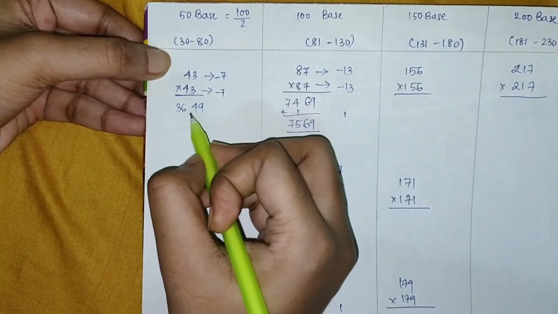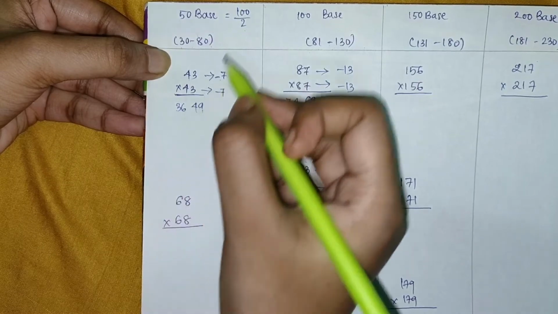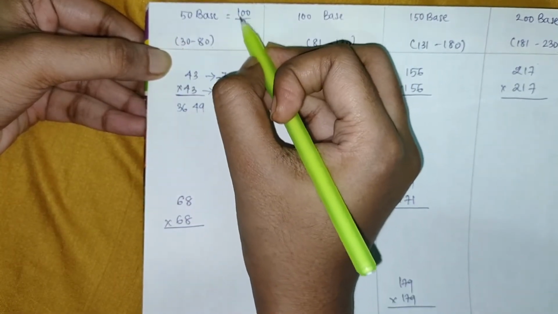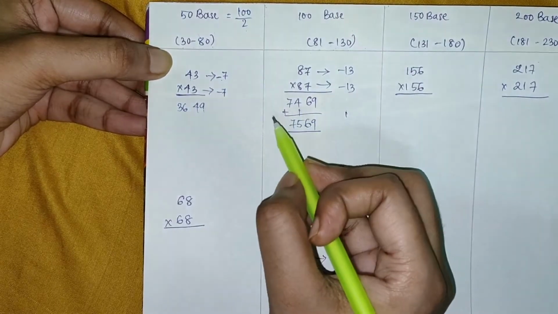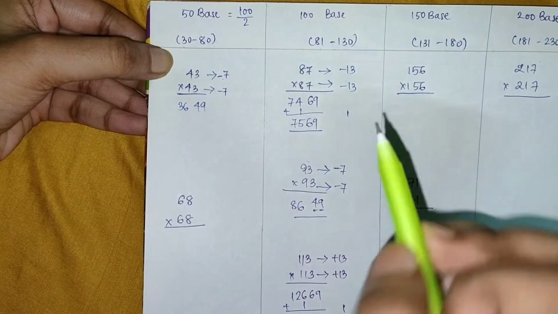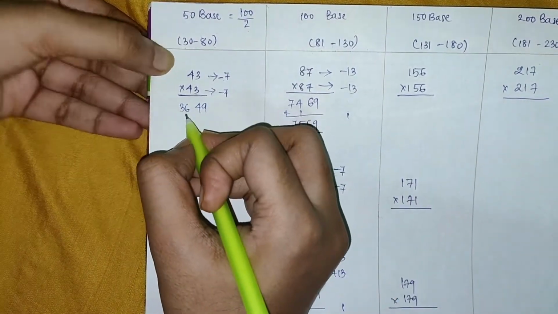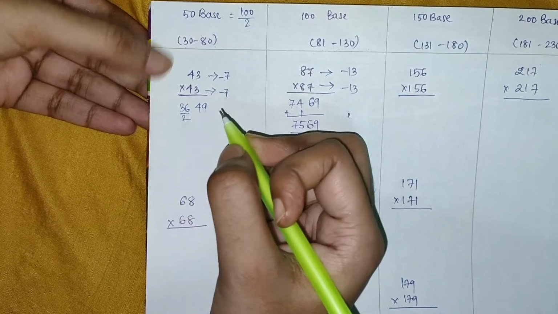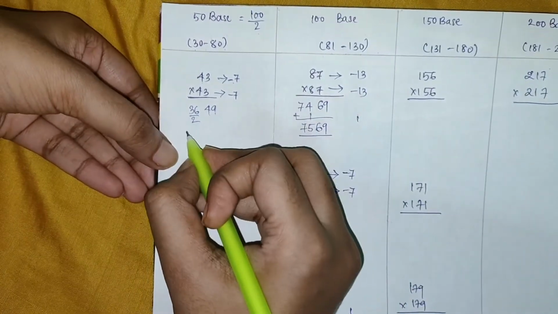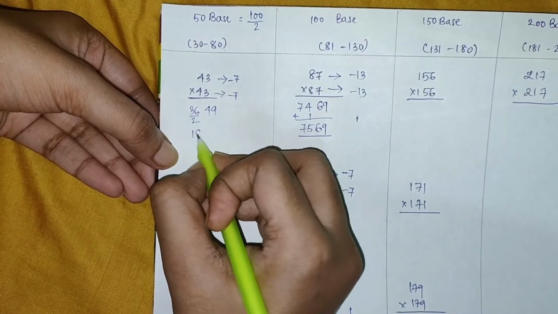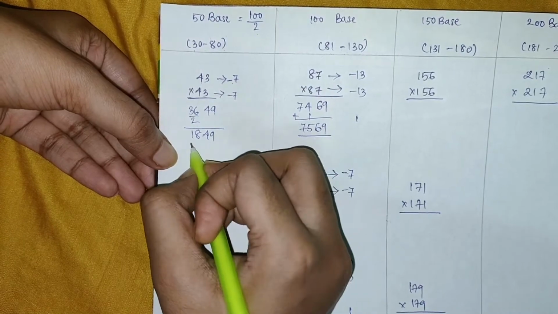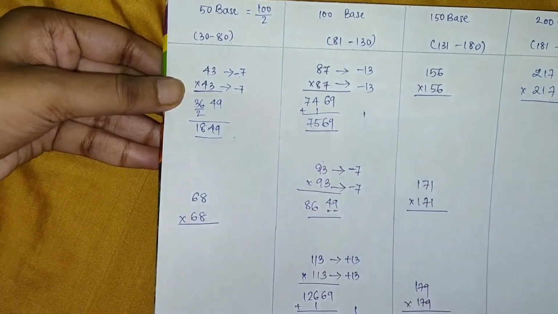But this is not our final answer, because we are using the 50 base, and the 50 base is the 100 base by 2. In our 100 logic, we were just using the same number, and that was our final answer. But here, we'll have to divide by 2. Why? Because 50 is 100 divided by 2. So how much is that? That's 18. So our final answer is going to be 1849. So that's our 43 square.